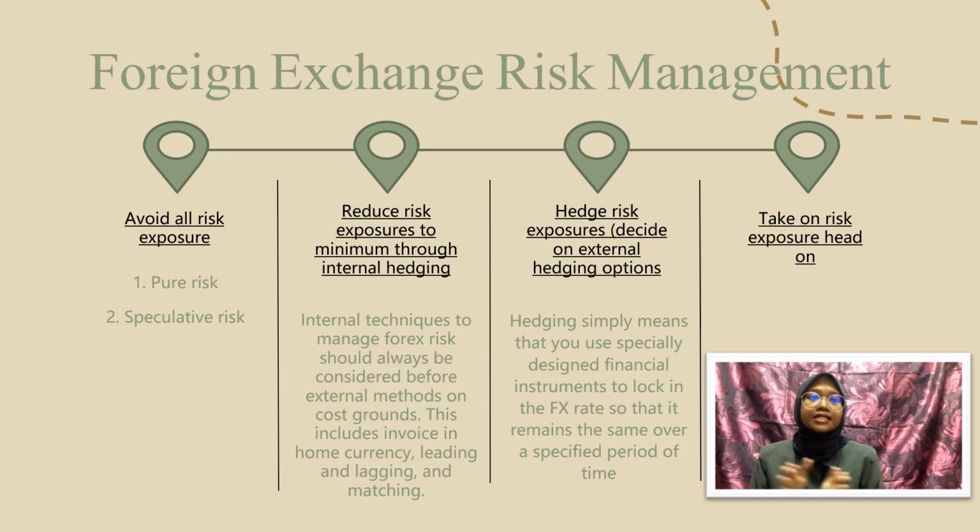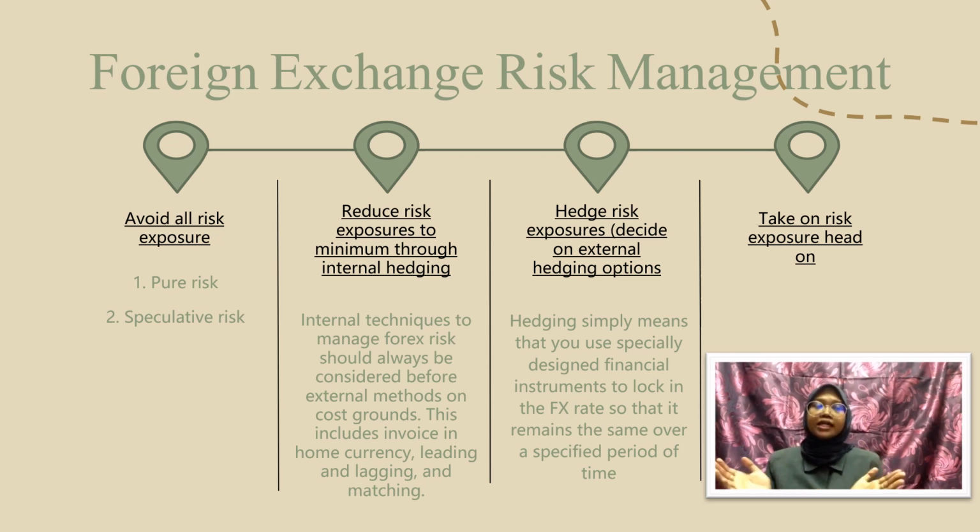The third one is hedging risk exposure. Hedging simply means that you use specially designed financial instruments to lock in the foreign exchange rate so that it remains the same over a specific period of time. There are numerous ways to hedge, but as an exporter, you are most likely to use a foreign exchange facility which you can obtain from a bank. And the fourth one is take on risk exposure head-on.